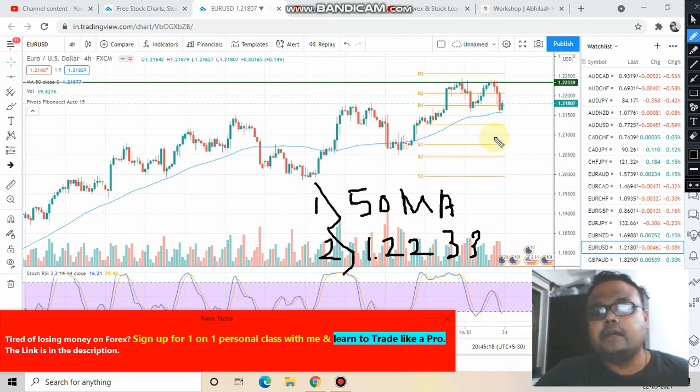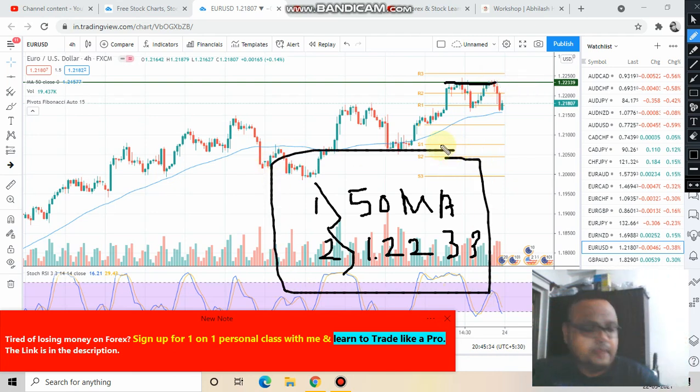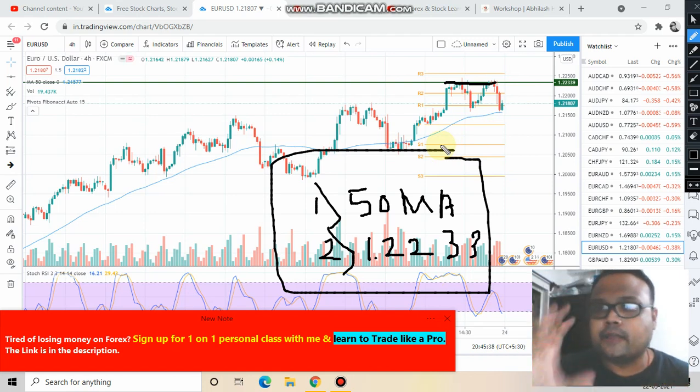1.2233. Okay, this level acts as a support in the weekly chart. Though the market is in an uptrend, this level is acting as a resistance to the market. So for Monday, our strategy is we'll have to wait for the market opening and just observe the price.